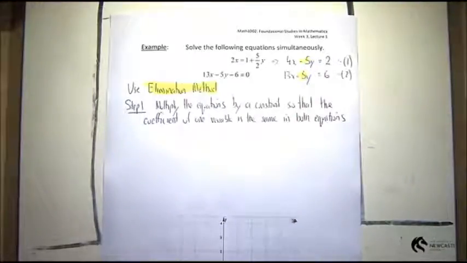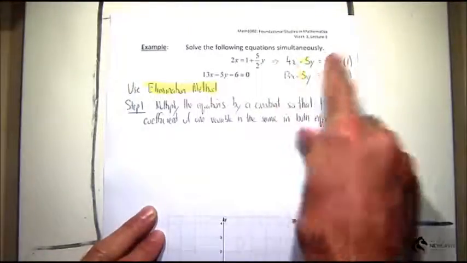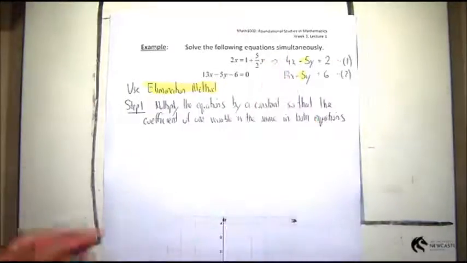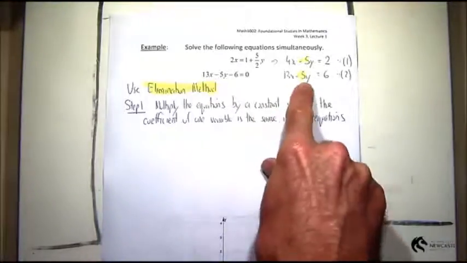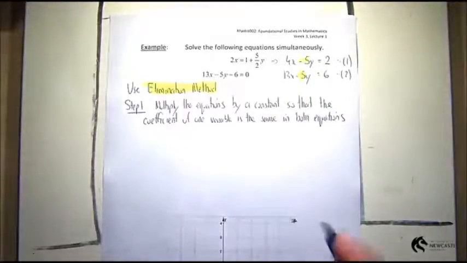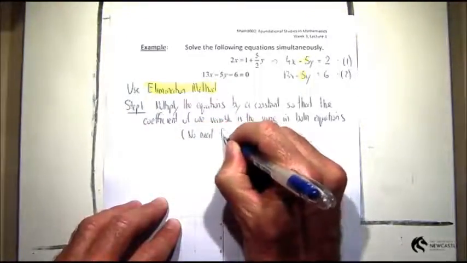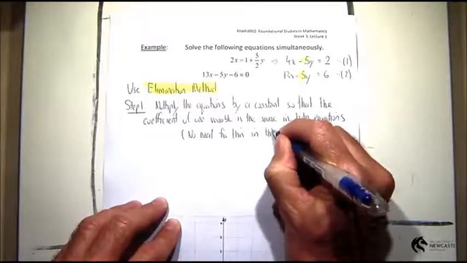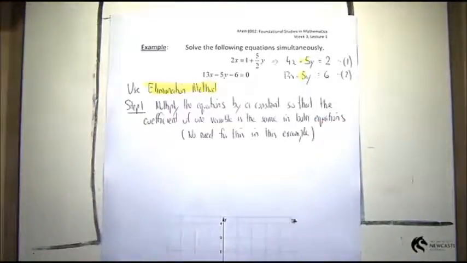But I could have, if I'd wanted to make the x coefficients the same, I would have multiplied this equation by 13 and I would have multiplied this equation by 4. And that way I would have had the x terms having the same coefficient. But I don't want to do that because that's too hard, given that I already have the same coefficient with the y's. So no need in this case, no need for this step in this example. So we're lucky, we didn't have to do step 1 there.